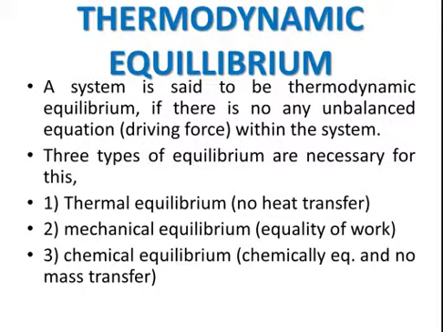The first is thermal equilibrium, meaning no heat transfer; temperature must be constant. Mechanical equilibrium means equality of work. Chemical equilibrium means chemical equation and no mass transfer. If these 3 equilibriums are satisfied, then we can say that the system is in thermodynamic equilibrium. And we know that heat transfer is particularly because of temperature difference, equality of work is because of force on the system, and mass transfer is basically due to concentration difference. So if these three things are satisfied, then the system is in thermodynamic equilibrium.